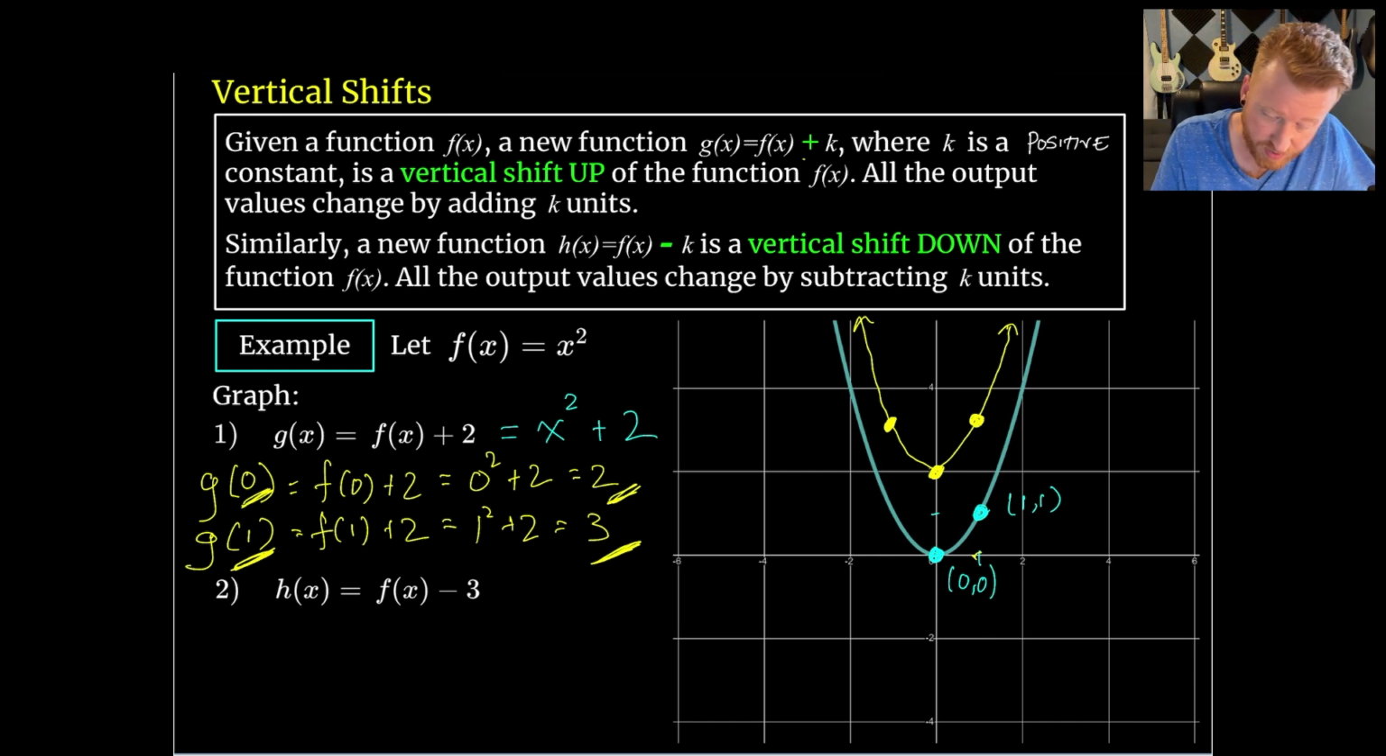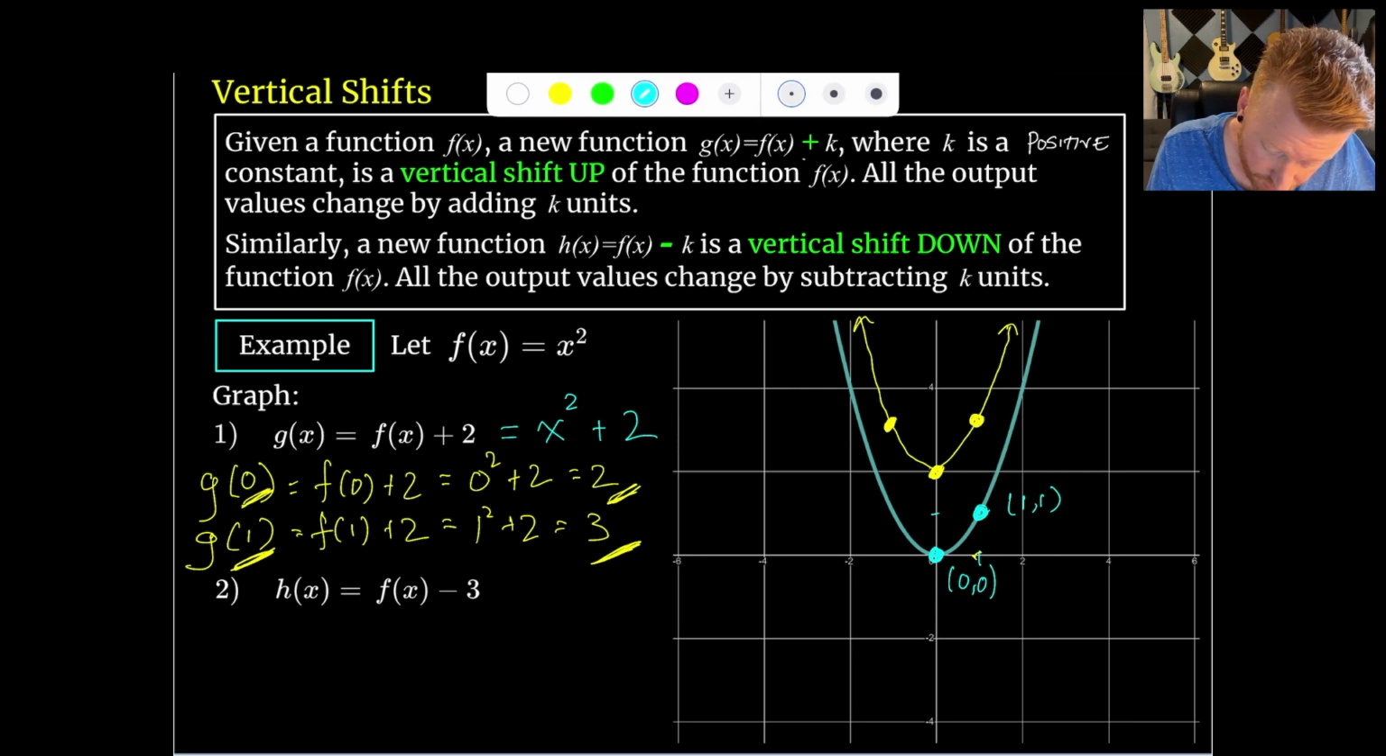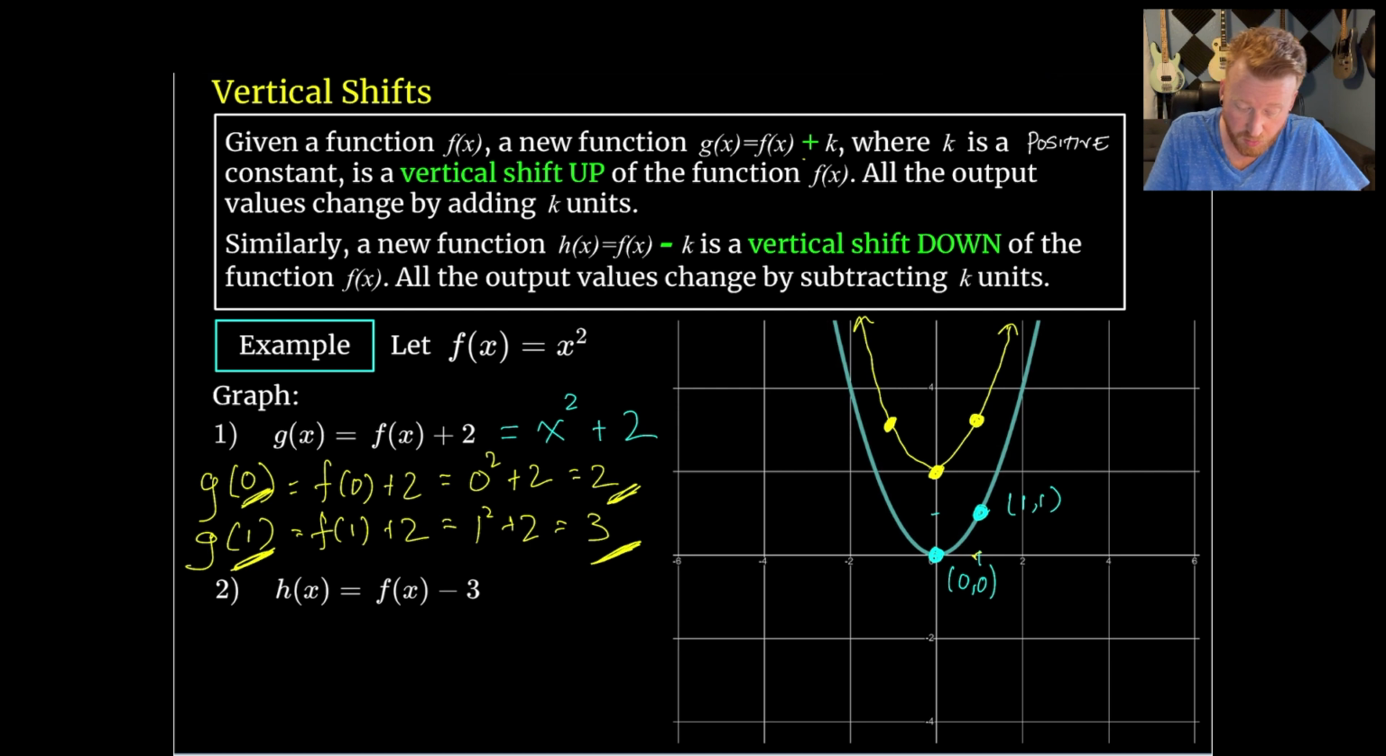So let's do the same thing here with, let me switch to a different color, this next function. h of x is equal to whatever f of x was, and then subtract 3 units off of all of those outputs.